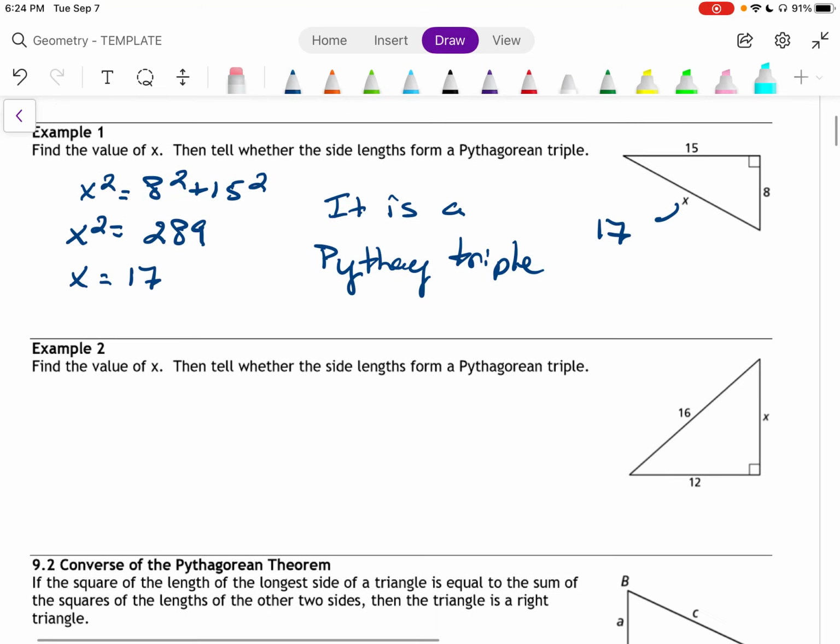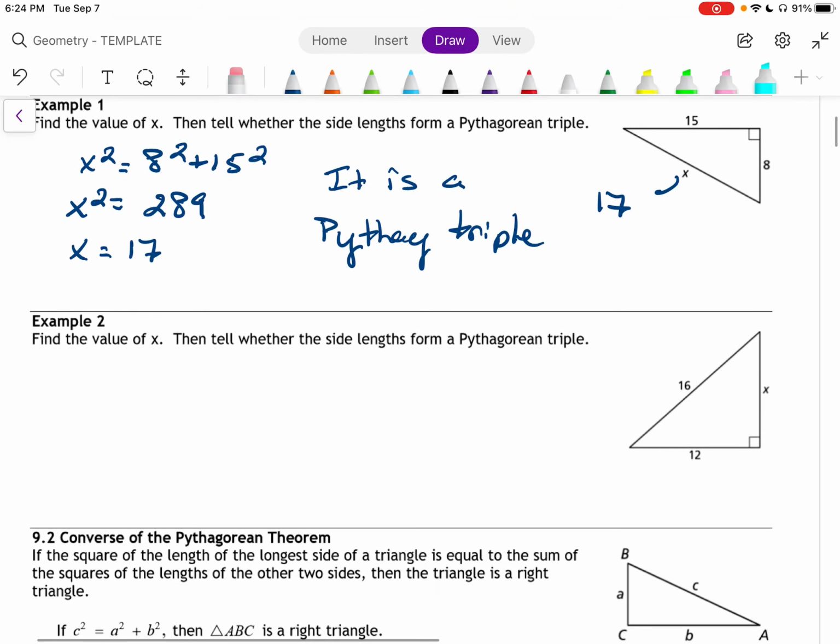All right, example 2, we're again finding the value of x. So we'll say x squared plus 12 squared equals 16 squared, right? The 16 is the hypotenuse. It's always opposite the right angle.